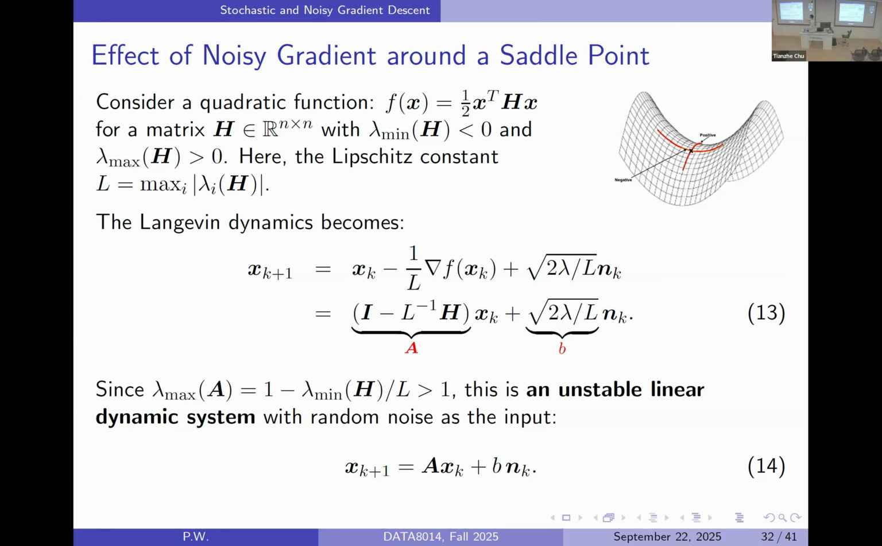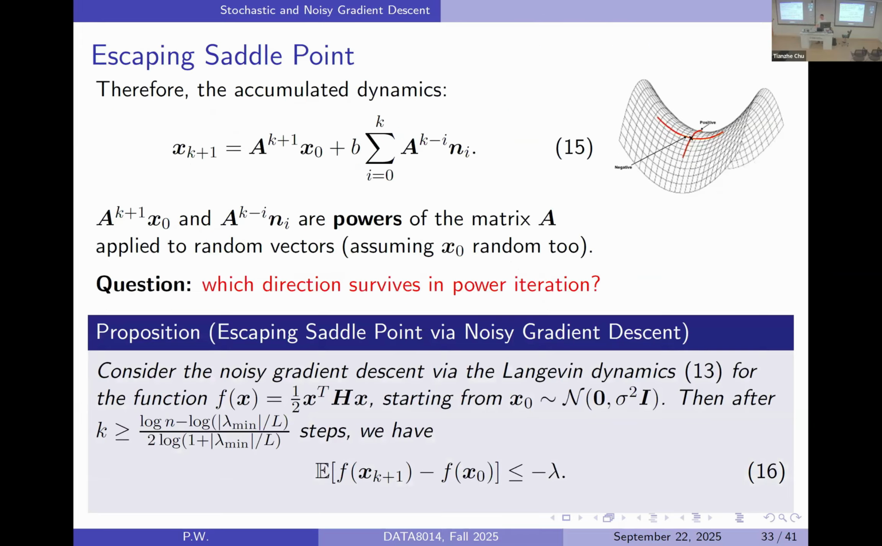We show some details. You can see this lambda x, right? We denote this as A, this as B. You can compute that the maximum eigenvalue of A is positive, larger than 1. Then you can show this is actually a very unstable linear system, because you can write down the whole update and the accumulated weight. You can show the accumulated weight takes this form.